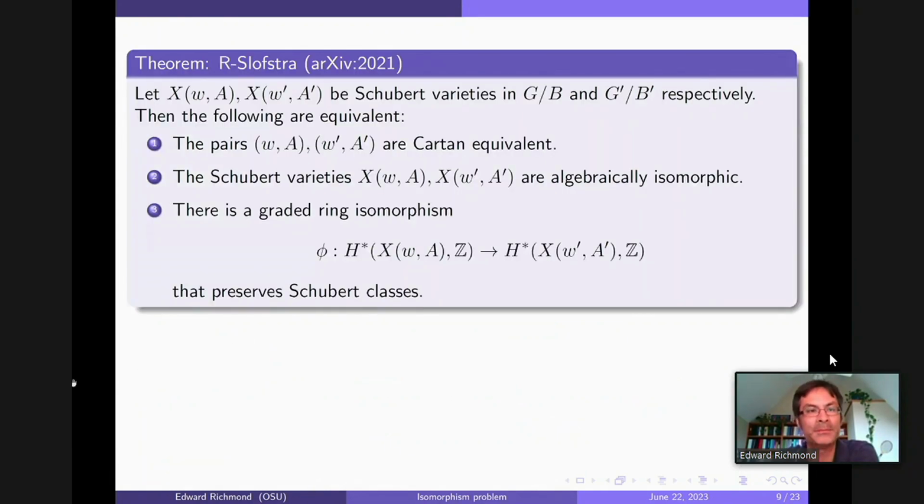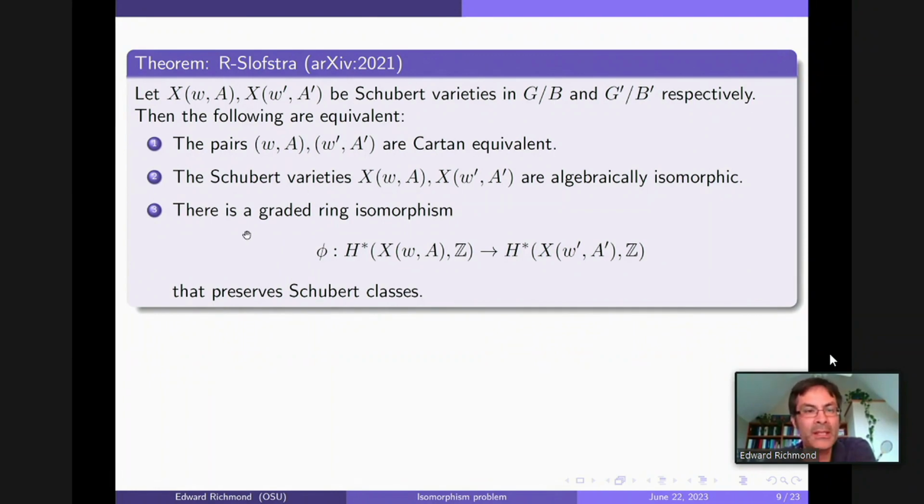And here's the theorem. It turns out that this condition of Cartan equivalence is exactly what we need for the isomorphism problem for G mod B. Given Schubert varieties X_w A and X_w' A', the following are equivalent. First, the pairs are Cartan equivalent. That's part one. Part two is our goal: the Schubert varieties are algebraically isomorphic.